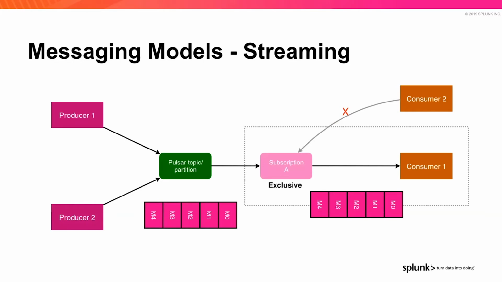At any given point, one consumer will be consuming the data, and if any other consumer tries to connect, then it will get an error. And also the data will be delivered in order. And by creating multiple subscriptions for different consumers, you can consume the same data multiple times.